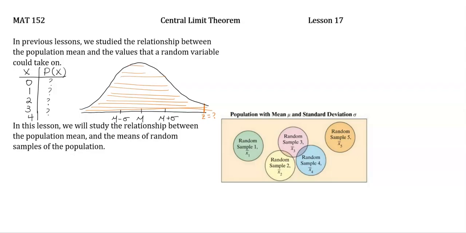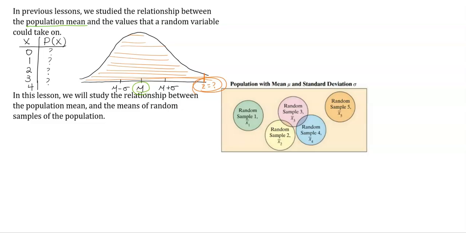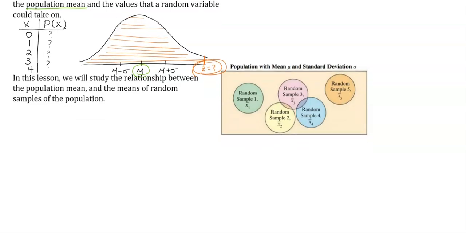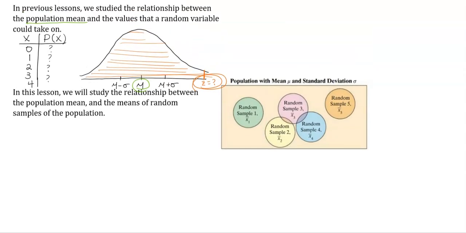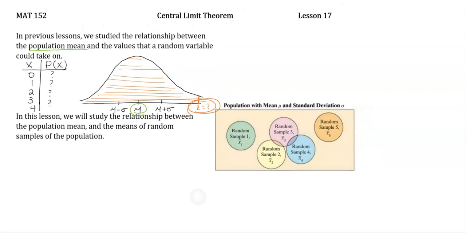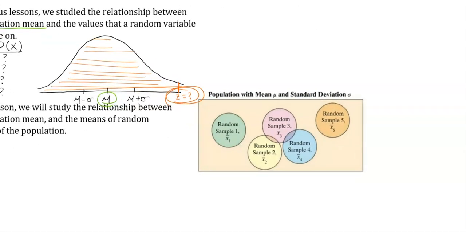So we have already looked at the relationship between a population mean and the values that the random variable could take on, like say the height of Shaquille O'Neal, if our random variable was the height of men. What we're going to be looking at in this lesson is the relationship between the population mean and the means of random samples of the population. So what does that mean? That's a lot of words. To help wrap our heads around that, let's look at this picture here.